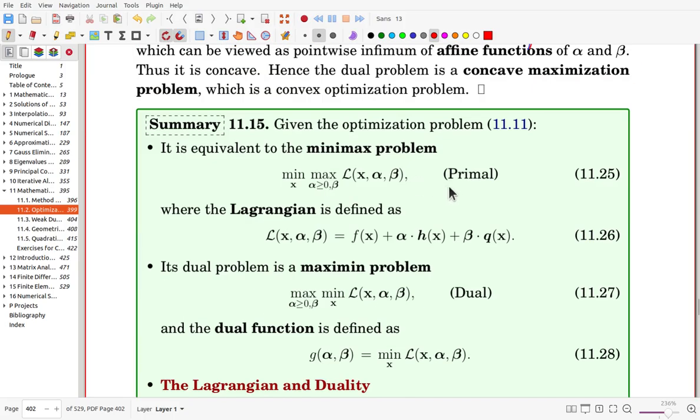Now we summarize what we have done given the optimization problem. This minimax problem is equivalent to the original problem, so we say this is the primal problem. Of course, here the Lagrangian is defined like this. And if we change the order, so that we have a maximum problem, then this is the dual problem. If we do this portion, that is the dual function g of alpha, beta.